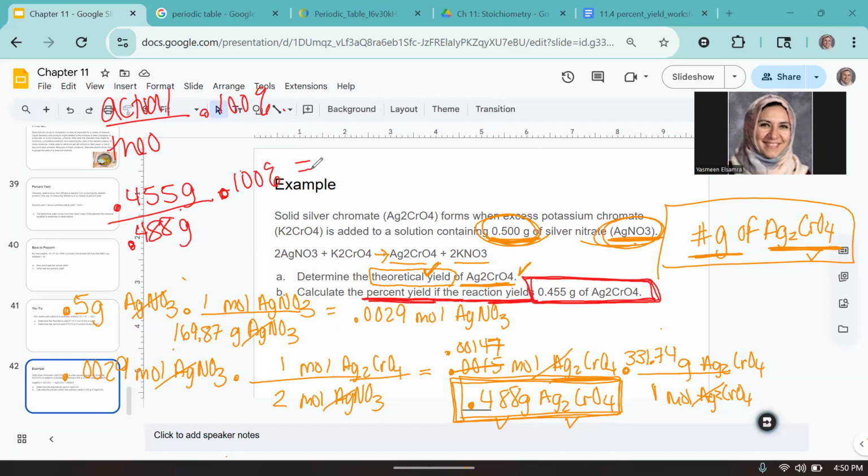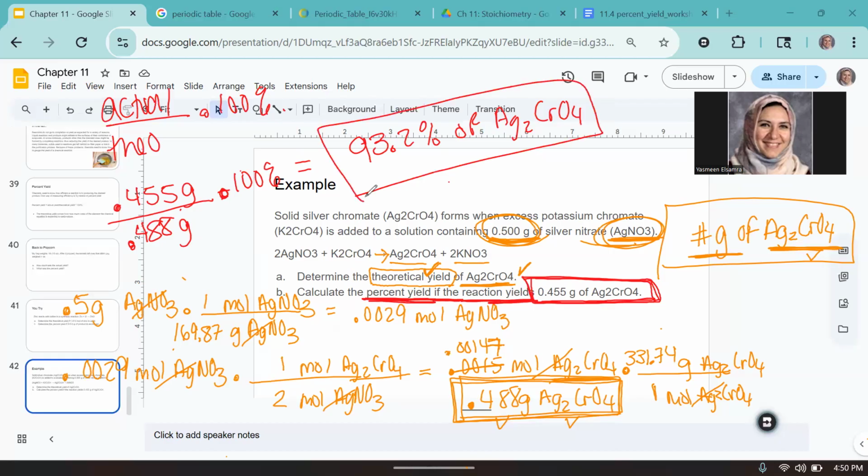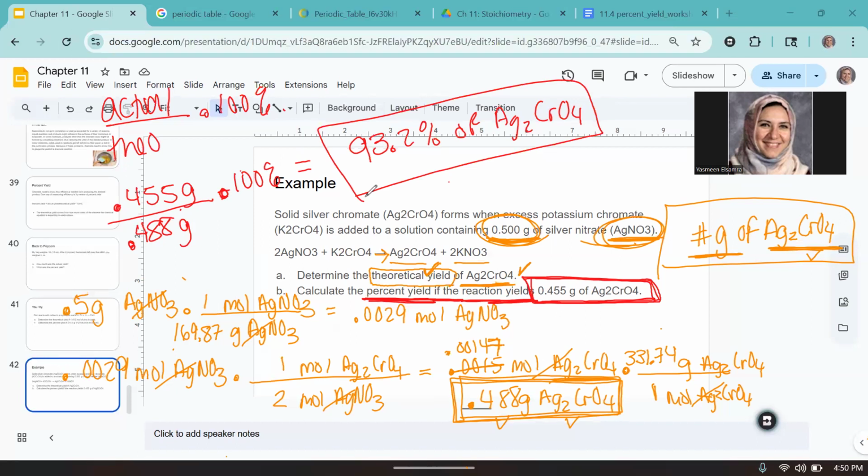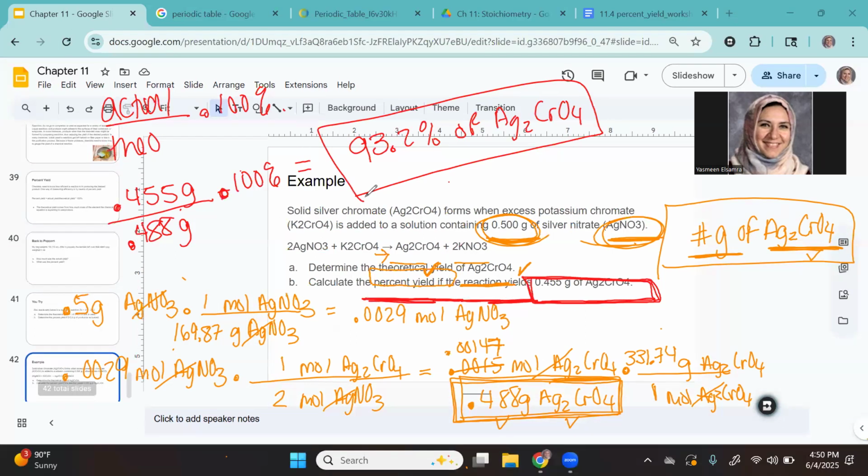And when you do that math, you get that the percent yield is 93.2% of Ag2CrO4. That is your total percent yield. So we get about 93% of the product anytime we do this type of chemical equation.